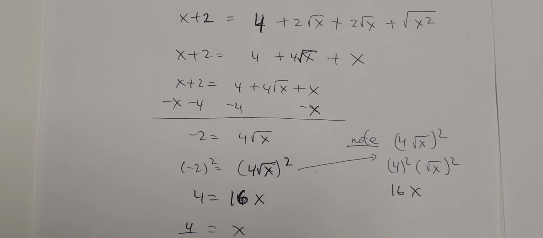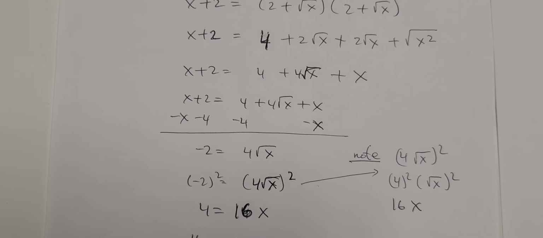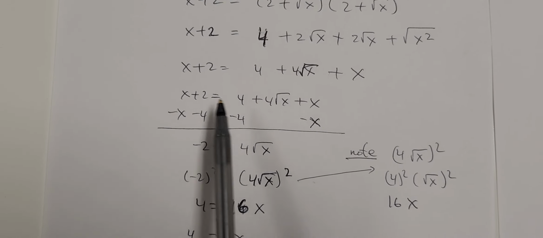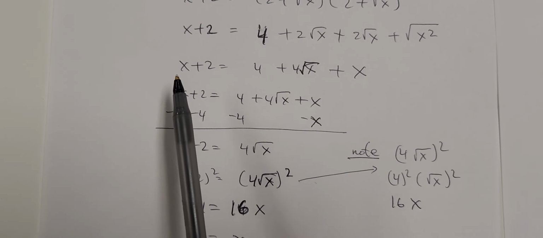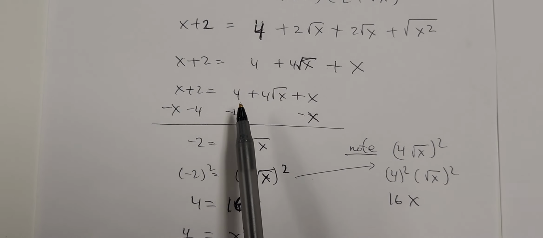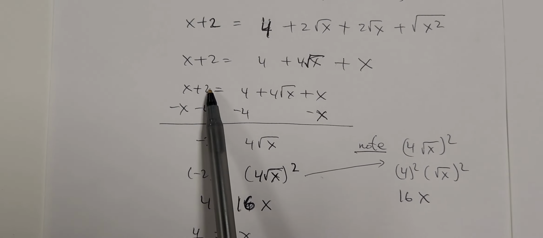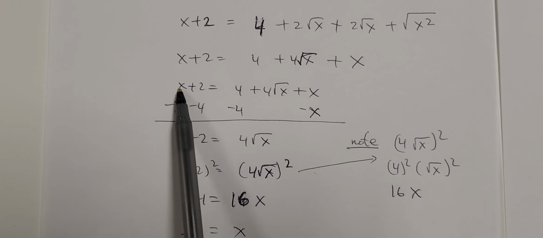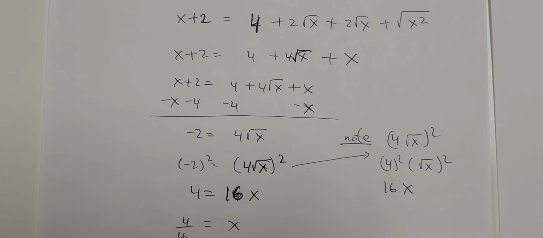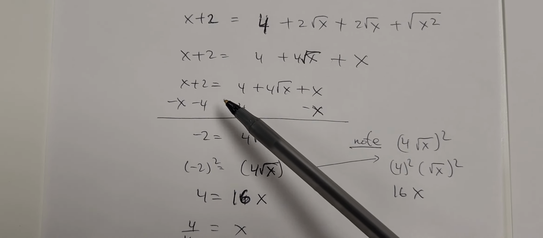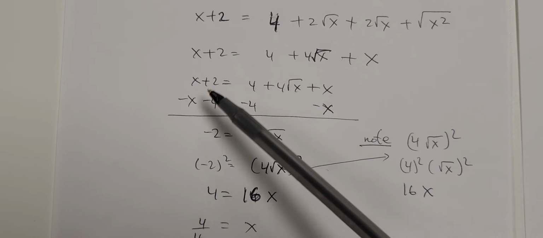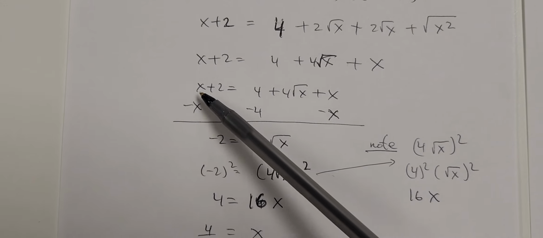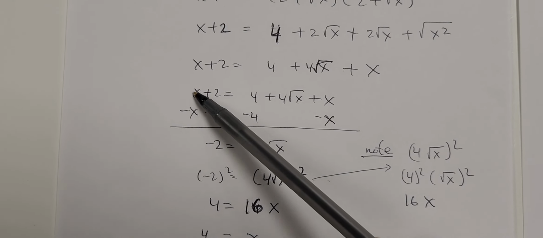Next I want to combine like terms. I wrote this line again so that you can see the work. I moved the 4 over; since it's positive, it becomes minus 4 under the 2. This x is positive, so I bring it over and it becomes minus x under the other x.